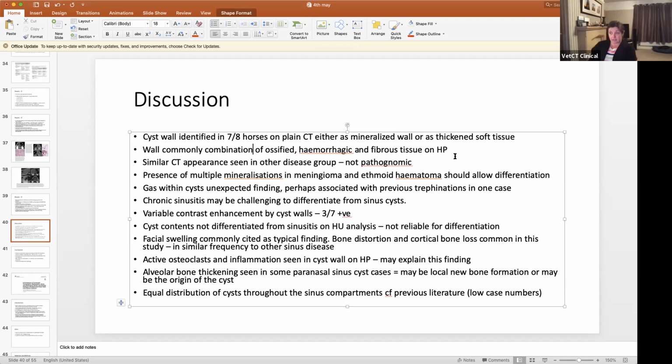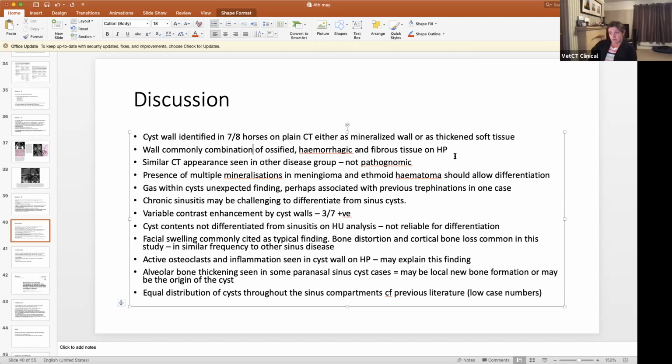They did find gas within the cysts in 2 horses, and they thought that was associated with a previous trephination in one case, but maybe not in the other. They weren't sure why. And they do comment that chronic sinusitis may be challenging to differentiate from sinus cysts, especially if you haven't got a reasonable wall to identify.